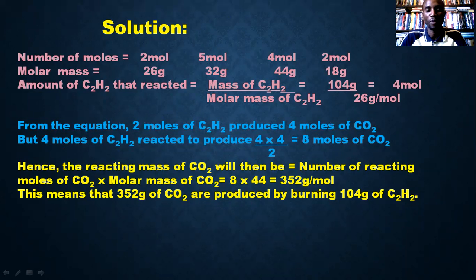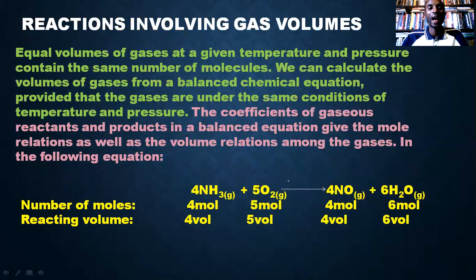Hence, the reacting mass of carbon dioxide will be the reacting mole of carbon dioxide times the molar mass. If you do so, you multiply: 8 moles of carbon dioxide times 44 grams per mole, which is the molar mass, will give you 352 grams. This means that 352 grams of carbon dioxide are produced by burning the ethane, based on the equation for the reaction given to us. So that is it.